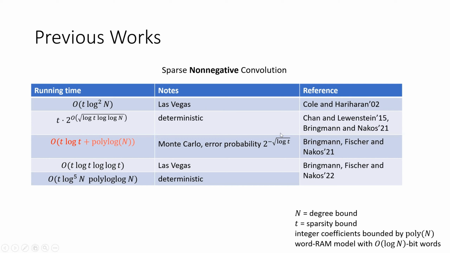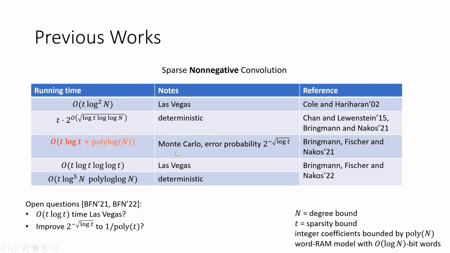This Monte Carlo algorithm has error probability 2 to the minus root log t. And there are two open questions mentioned by the previous work. First, can we get rid of the log t factor in a Las Vegas running time? And second, can we improve the Monte Carlo algorithm to work with a high success probability, which is 1 minus 1 over poly t?